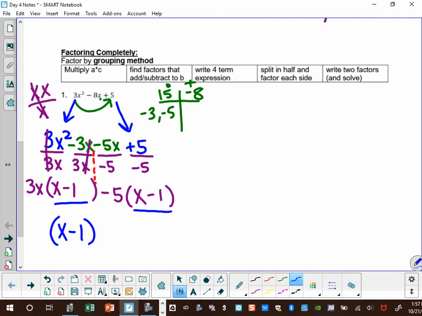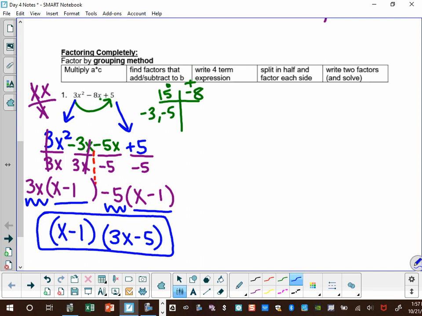My second factor is going to come from both of my GCFs. So my second factor is 3x minus 5. I chose the 3x for this GCF, the negative 5 for that GCF. This is my answer.